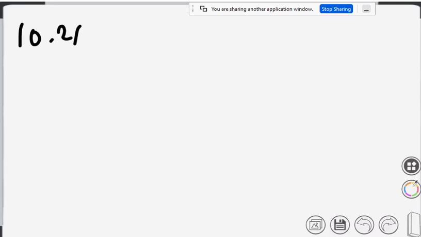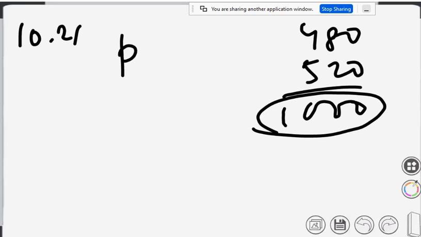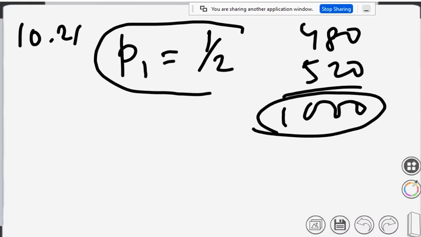So actually total কত, 480 plus 520. That means 1000 babies are born. If they are equal in number, means P1 equals to half. And P1 হচ্ছে proportion of male or proportion of female. Both of them are equal. Equal in number means proportion of male is half, proportion of female is also half. So out of 1,000 babies, this is your P1 equals to half.